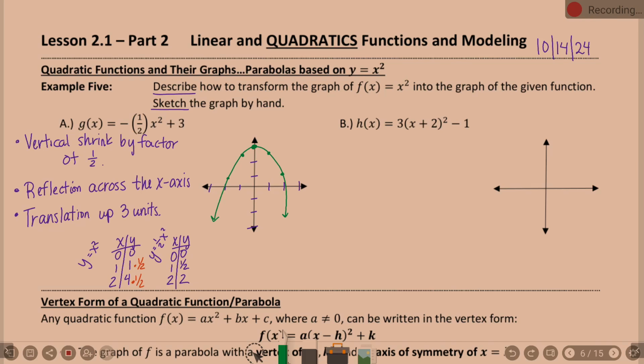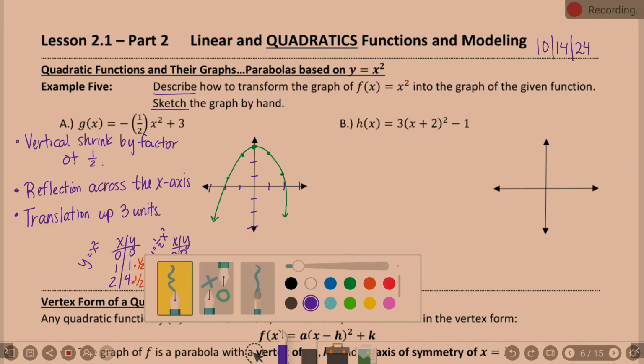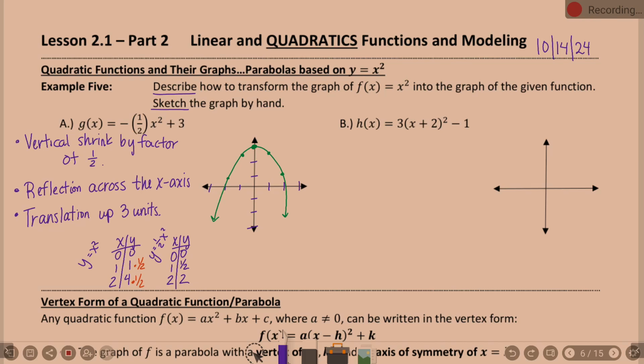H of x equals 3 times x plus 2 squared minus 1. So what pieces do we have? Could be a stretch. Stretch by a factor of 3, the 3 out front. Vertical stretch by a factor of 3. What else? Go left 2. Plus 2 inside the parentheses with the x. Anytime it's in with the x, it's left or right, opposite sign. So plus 2 takes us left 2. And minus 1 takes us down 1.